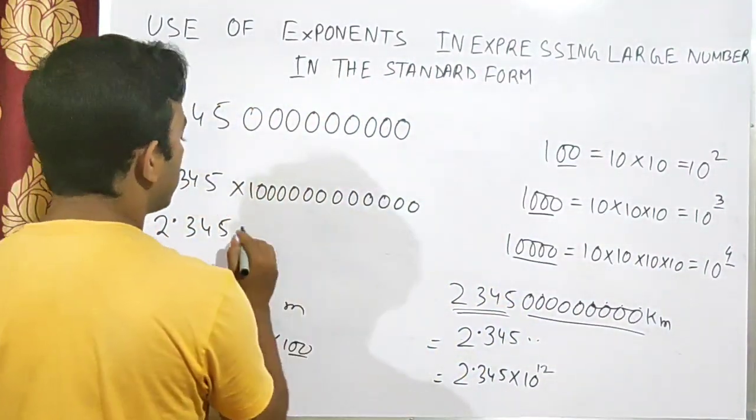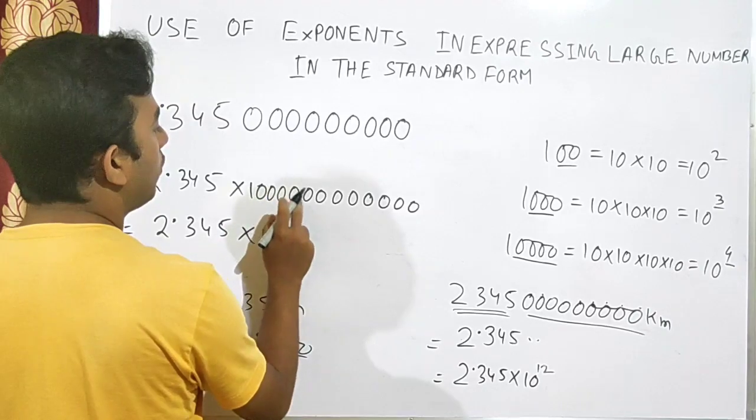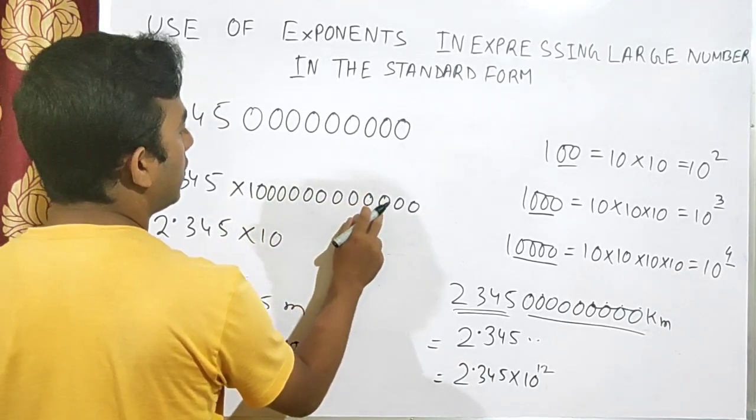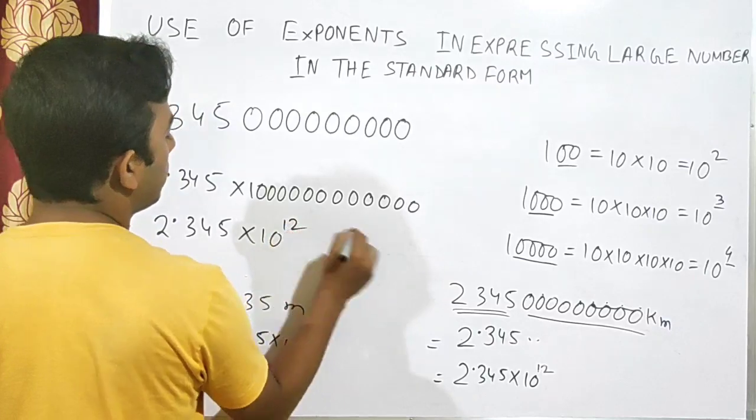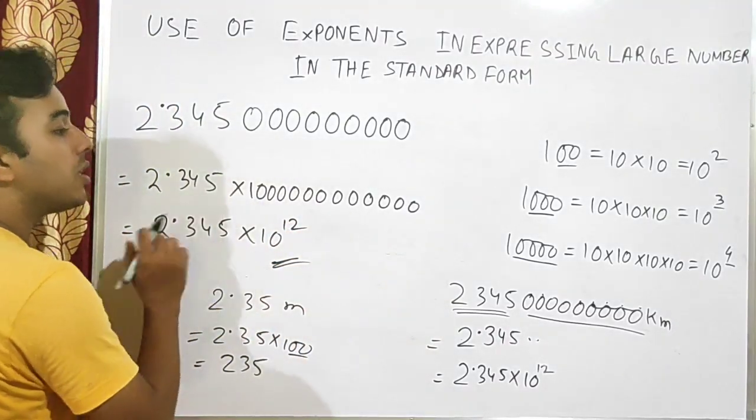So can we write this as how much? How many zeros are there? 1 2 3 4 5 6 7 8 9 10 11 12, 10 to the power 12. Can we write this? Okay, we can write this. So this is our standard form.